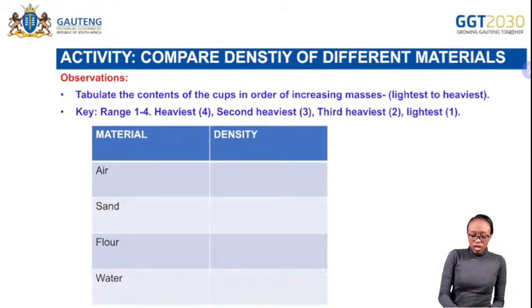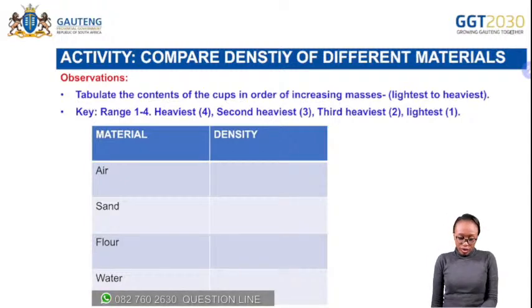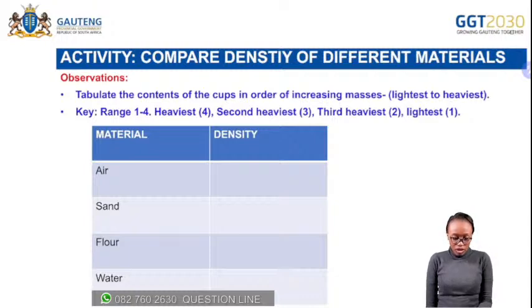So let's fill in the table together. We said the key ranges from 1 up to 4, 4 being the heaviest, 3 being the second heaviest, 2 being the third heaviest, and 1 being the lightest. So we are arranging these contents in increasing masses: 1, 2, 3, and 4. So which one was the lightest? Remember, we're measuring from the lightest to the heaviest.